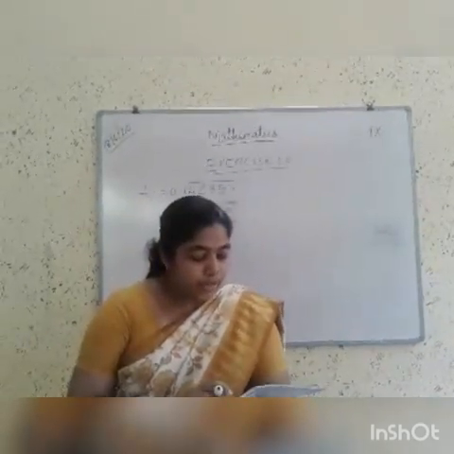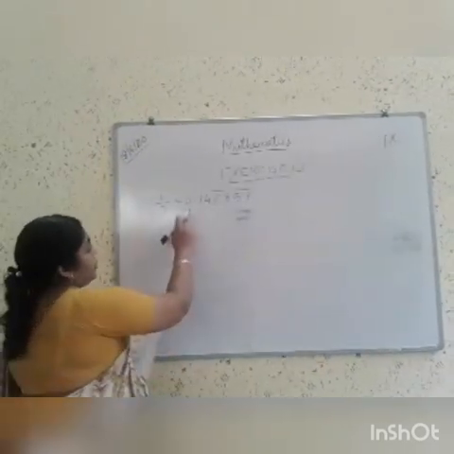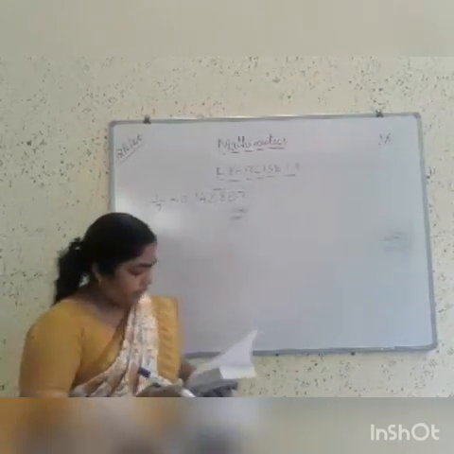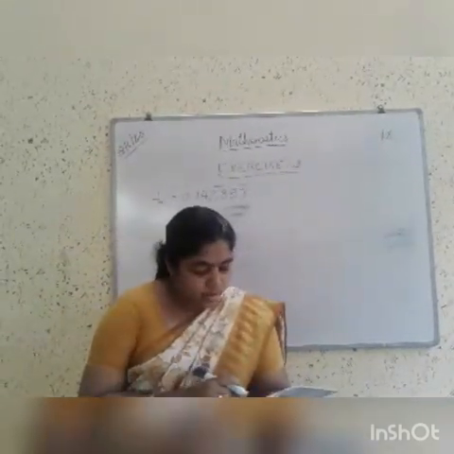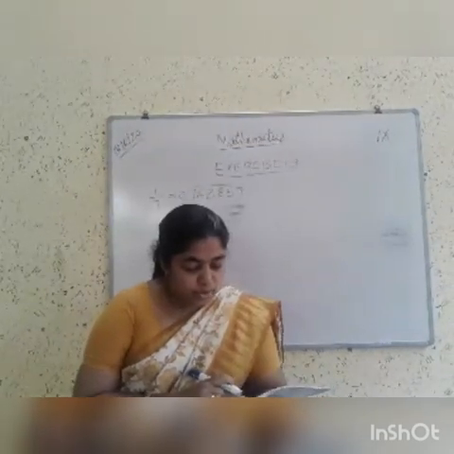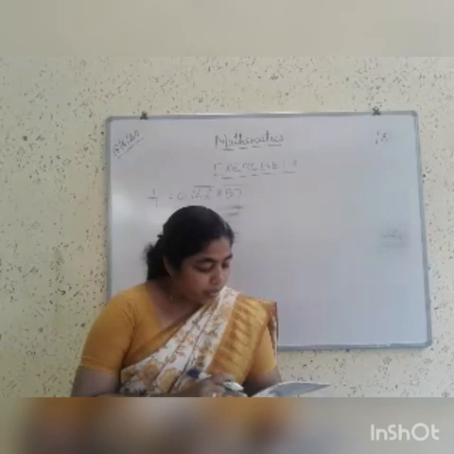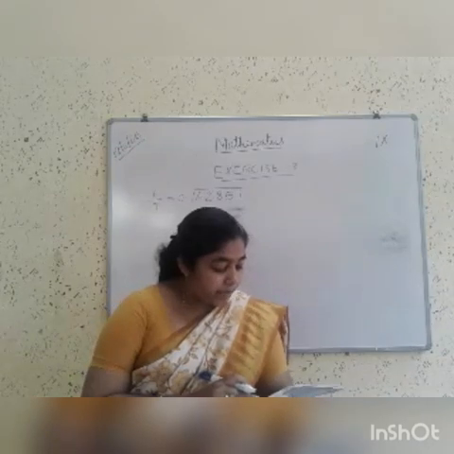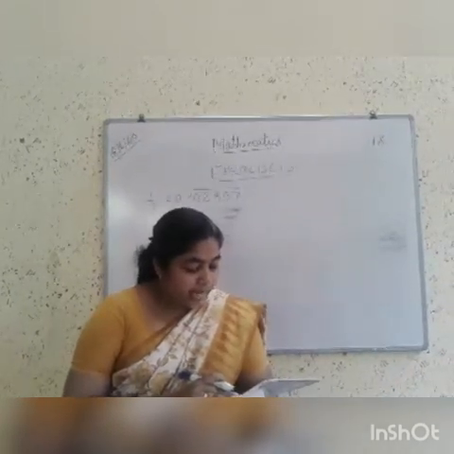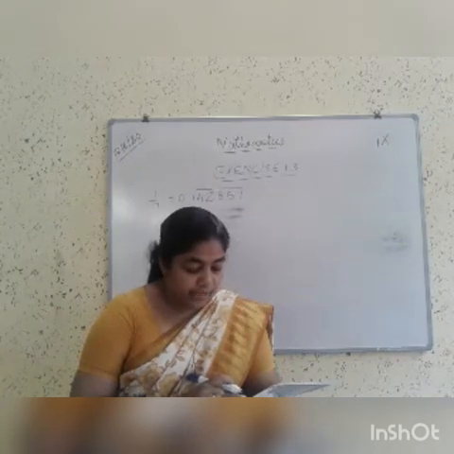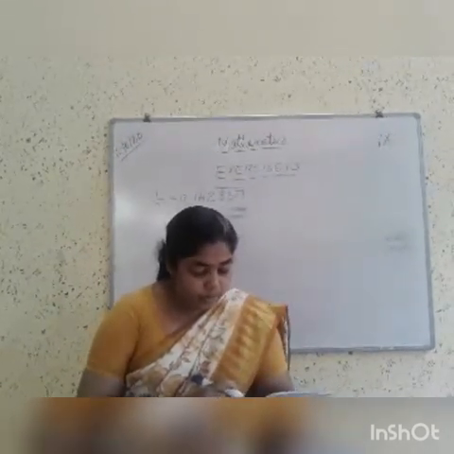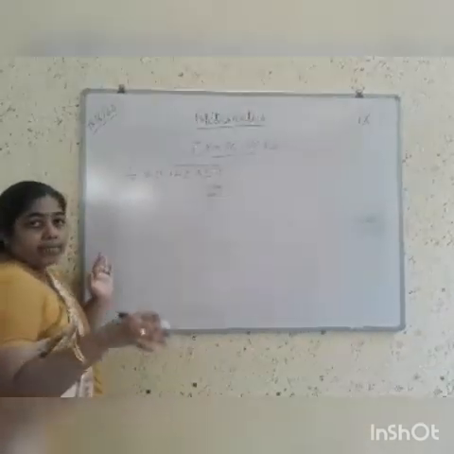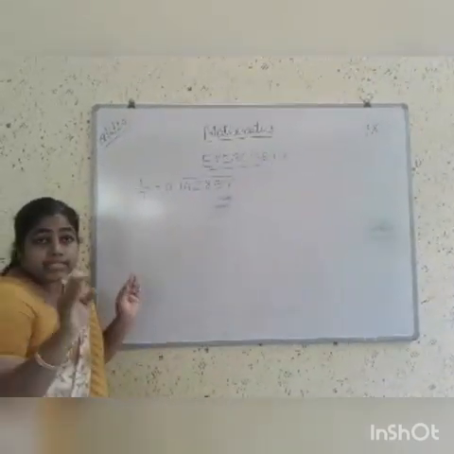Question number 2. You know that 1 by 7 is equal to 0.142857 whole bar. Can you predict what the decimal expansions of 2 by 7, 3 by 7, 4 by 7, 5 by 7, 6 by 7 are without actually doing the long division? If so, how? What we have to find? 2 by 7, 3 by 7, 4 by 7, 5 by 7 and 6 by 7.